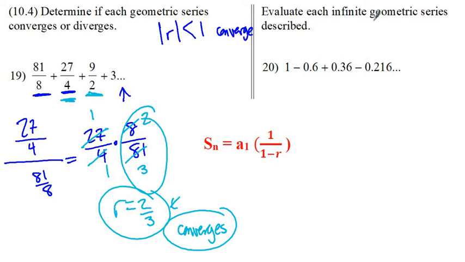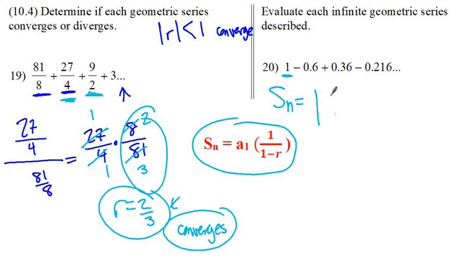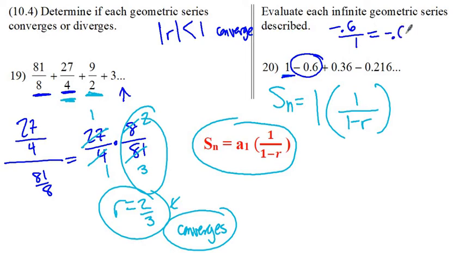All right, number 20 says evaluate the infinite series. Here's our formula right here. All we have to do is plug this in. So S sub n is equal to our first term, 1 over 1, times 1 over 1 minus r. Now we don't know what r is, but we can find it using the same thing that we just did. So we'll take negative 0.6 and divide it by 1. And of course we get negative 0.6, or you could do this divided by this. You'll still get negative 0.6. This is the same as 6/10, and that's the same as 3/5, or negative 3/5.